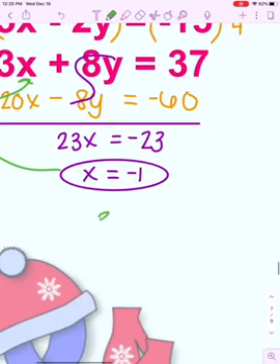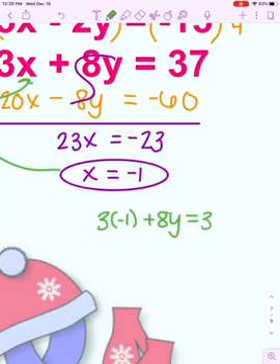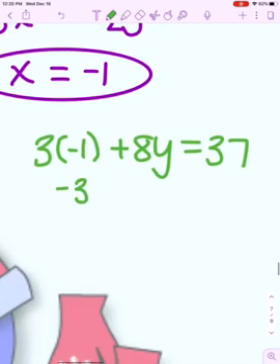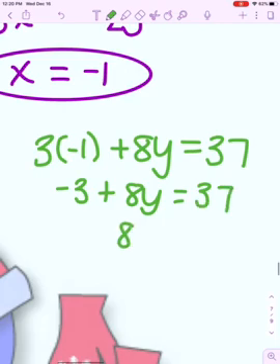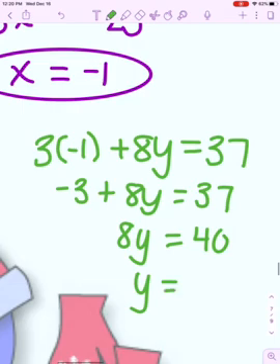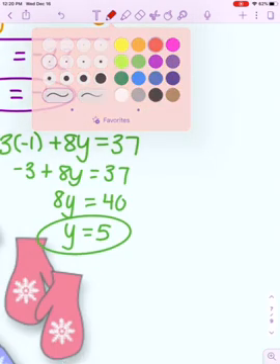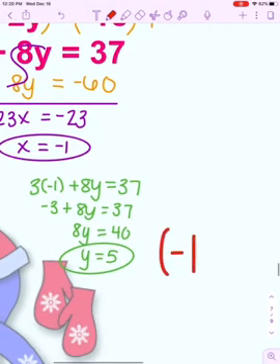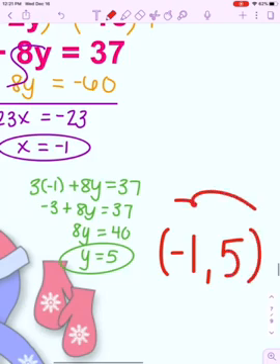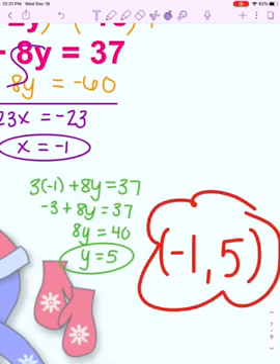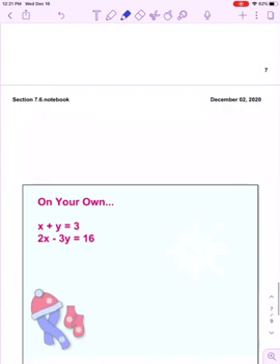And then you just have to plug it back in. So I'll plug it in here. So 3, we now know x is negative 1, plus 8y equals 37. So that's negative 3. To move a negative 3, you're going to add it, and 37 plus 3 is 40. And then divide by 8, and 40 divided by 8 is 5. So now you know x and you know y. So you can write your final ordered pair, negative 1, 5. And that's it.